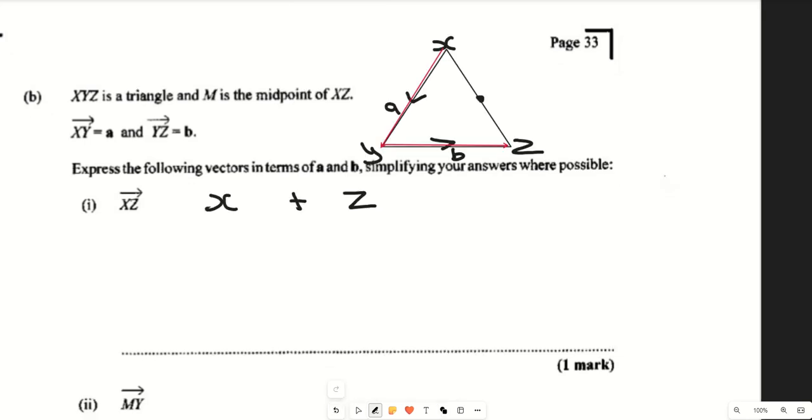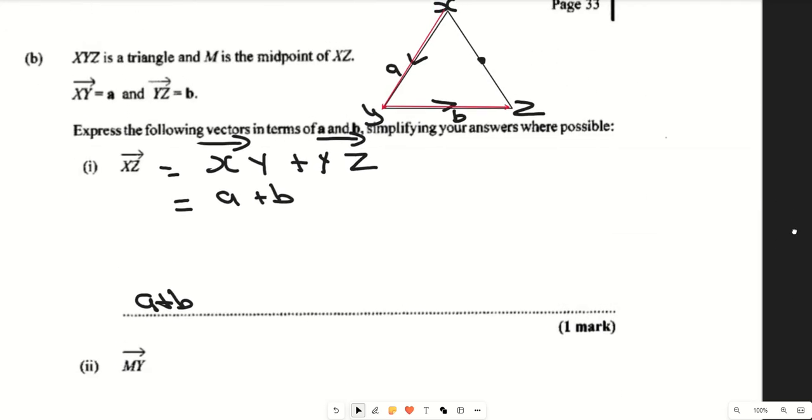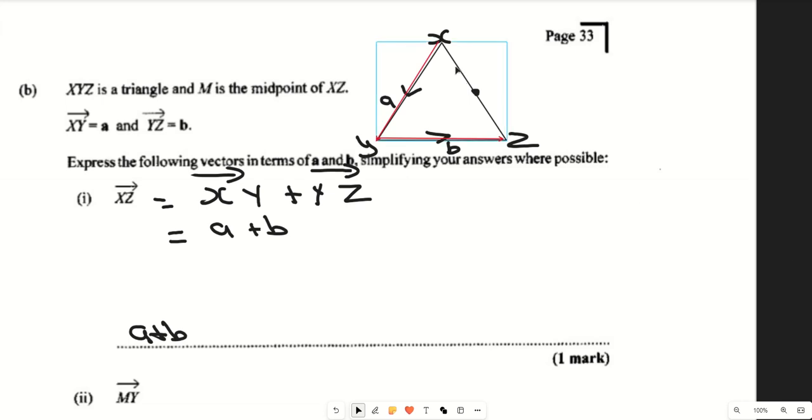So XY plus YZ would give you XZ, right? What is XY? XY is A. What is YZ? YZ is B. So we know that XZ is A plus B, right? Very simple. Now we want MY.